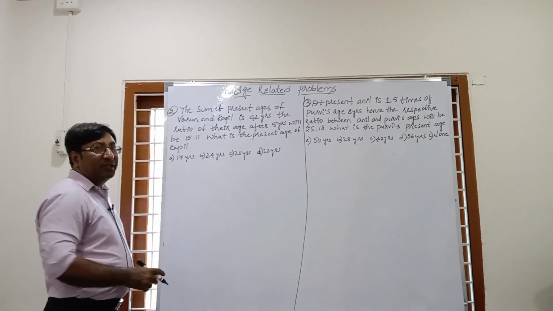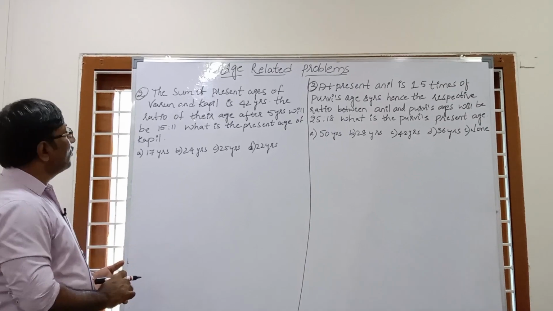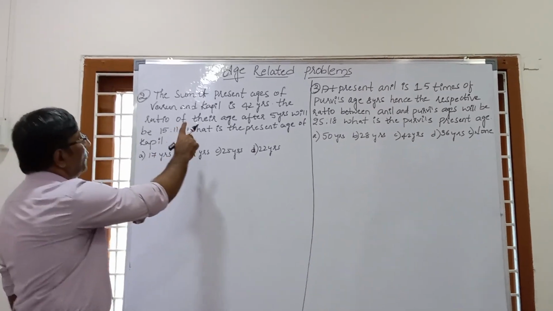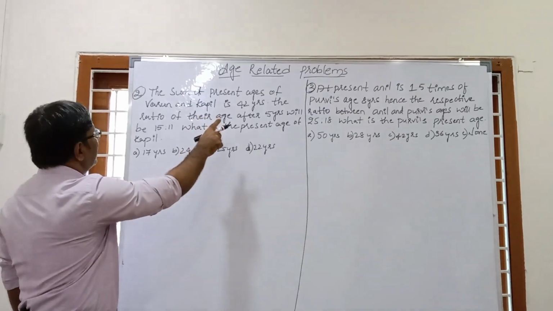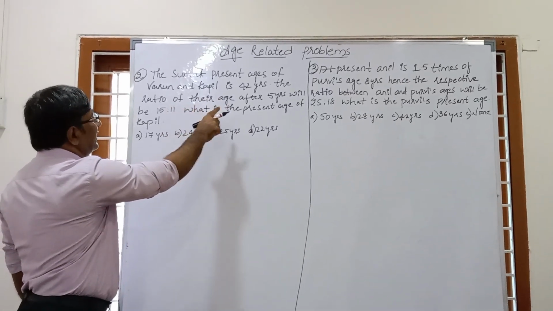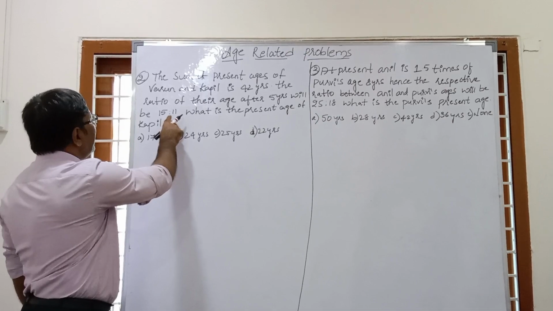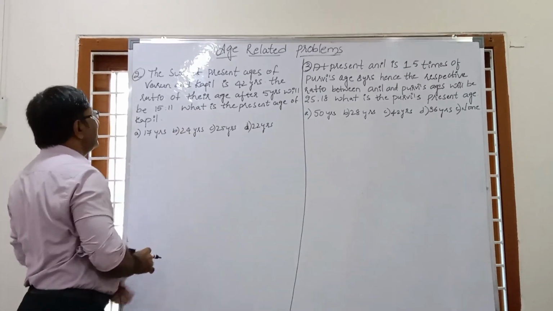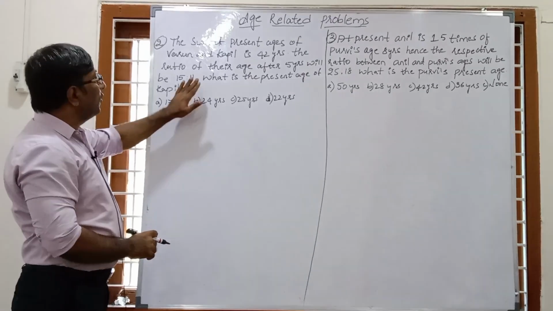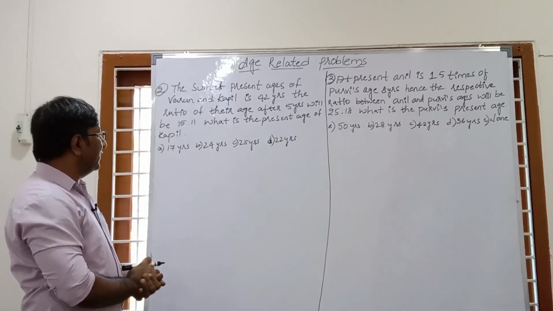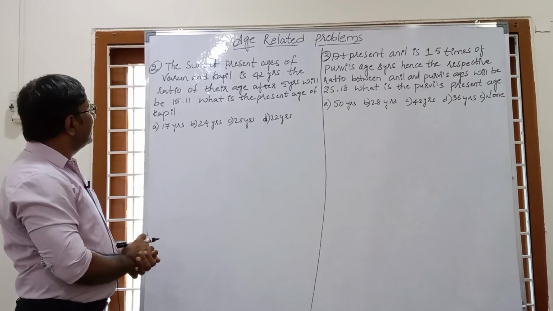Now see question number two. The second question is: the sum of the present ages of Varun and Kapil is 42 years. The ratio of their ages after 5 years will be 15 ratio 11. Then what is the present age of Kapil? So that is the same kind of question. We will solve this question by two methods. First, you see the option method.